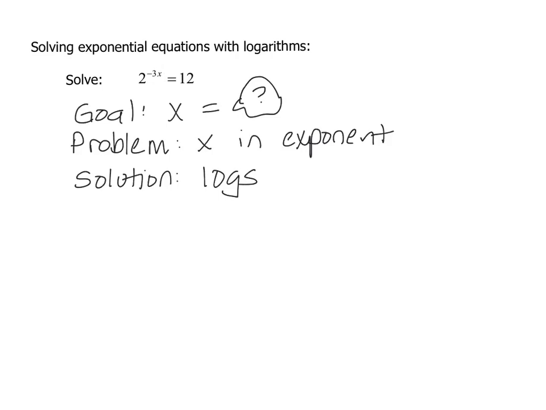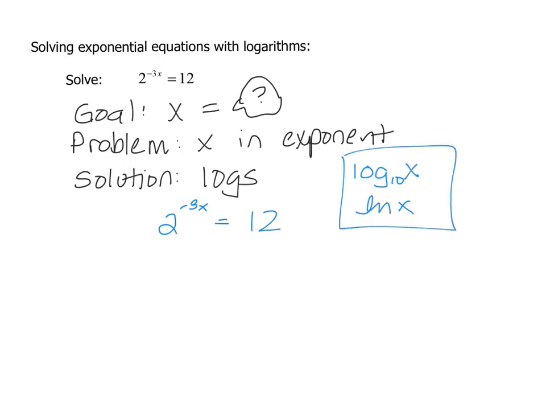So what we're going to do is take the log of both sides of our equation, kind of like we take the square root of both sides or cube both sides. I start out with 2 to the negative 3x equals 12, and we're going to just log both sides. The two types of logs that I tend to use are the common log or the natural log. Let's go ahead and use common log this time. So we're going to have log of 2 to the negative 3x equals log of 12.